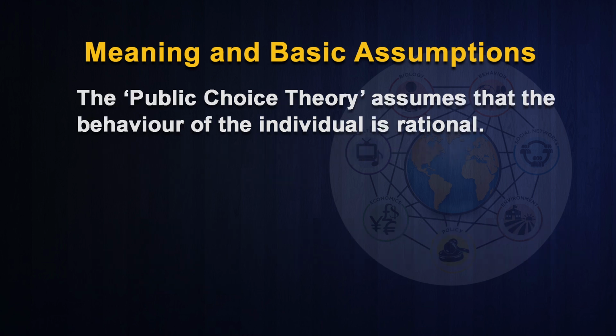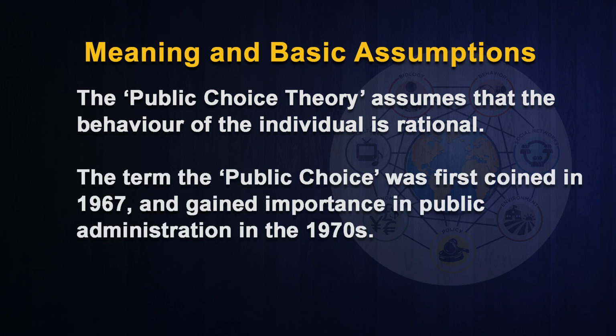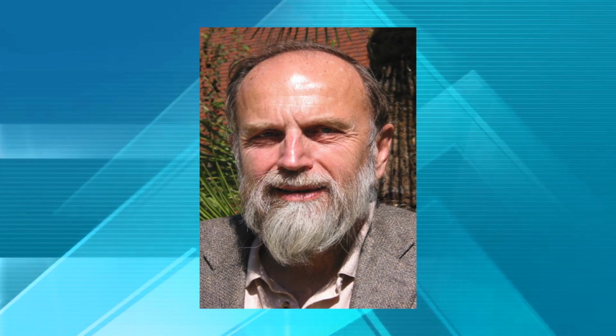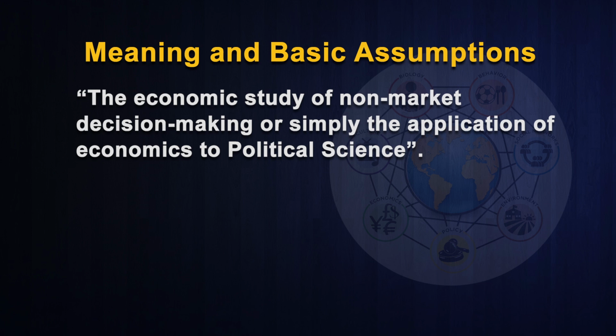The public choice theory assumes that the behavior of the individual is rational. The term public choice was first coined in 1967 and gained importance in public administration in the 1970s. Public choice is defined by Dennis Miller as the economic study of non-market decision making, or simply the application of economics to political science. When economics is applied to public administration, its focus is on efficiency and rationality.